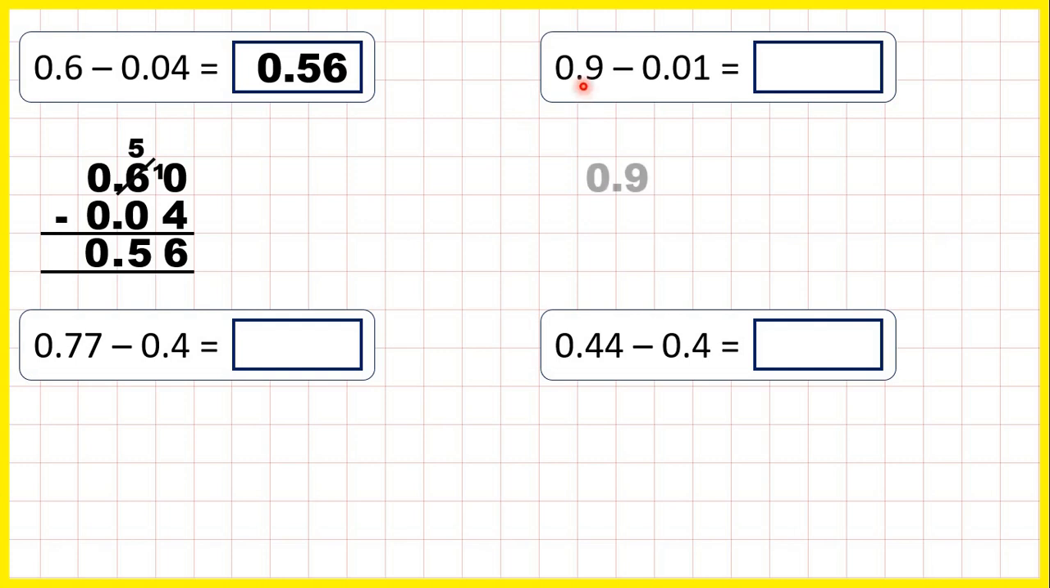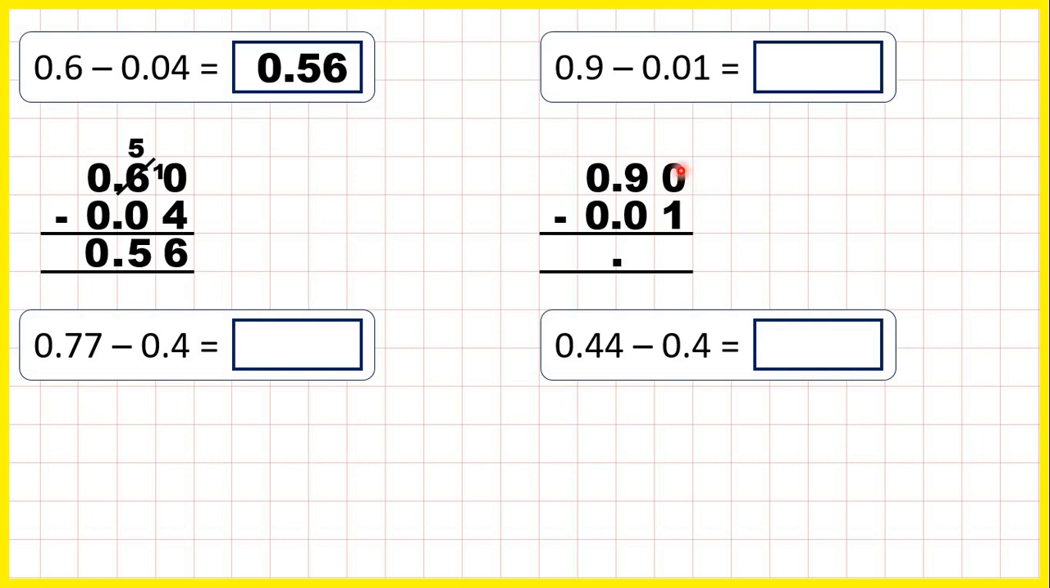Now we have 0.9 minus 0.01. Again, we've got the question set out with the decimal points lined up, so that our place values are lined up as well. Now we can write a 0 in this empty square, because 0.90 is the same as 0.9, and we can copy the decimal point down into our answer.